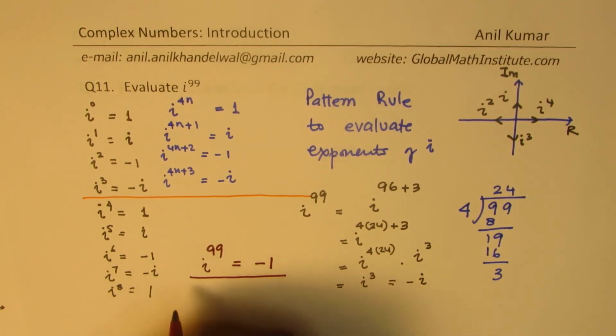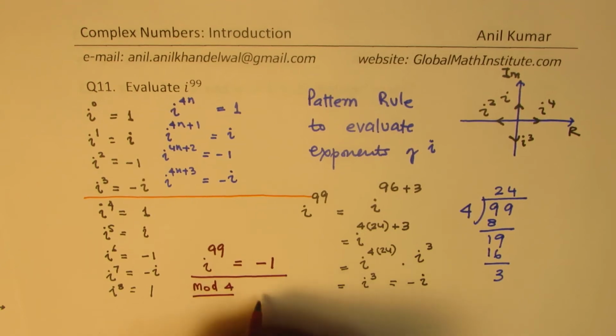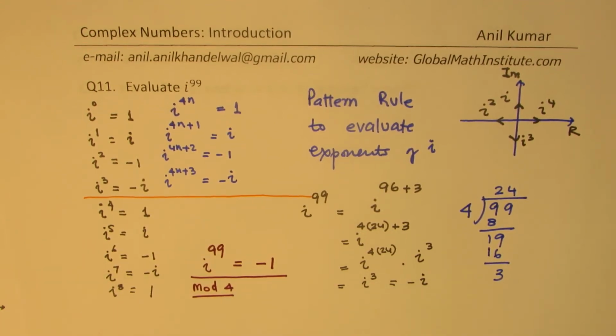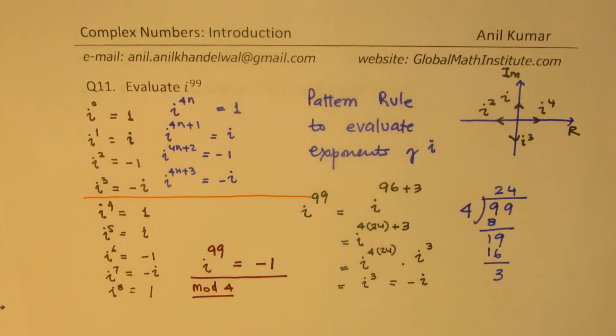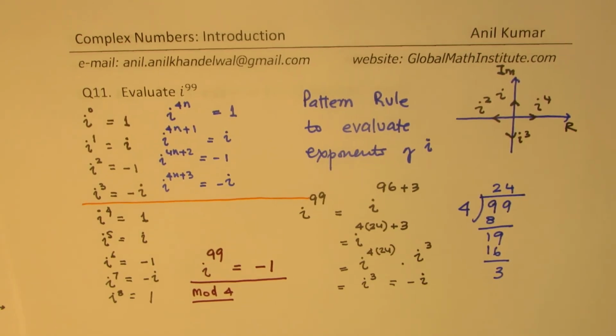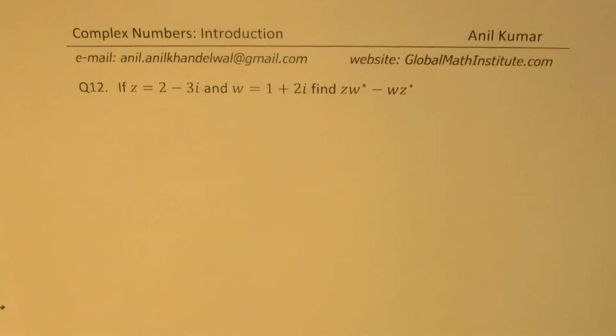So we use the mod 4 function also to evaluate these results. Perfect. I hope this concept is absolutely clear. And also we'll be using this particular concept that the value of i, when multiplied by itself, moves counterclockwise on a plane to give you the value. I hope that makes sense. Now let's look into the next question, which is question number 12.